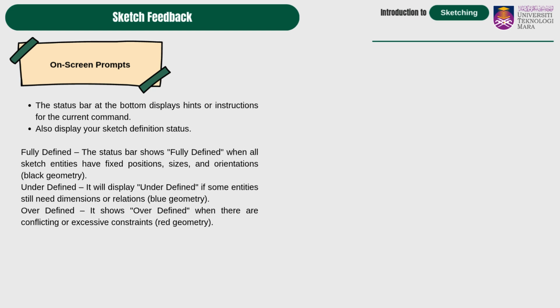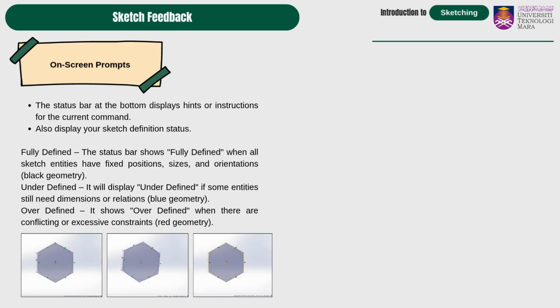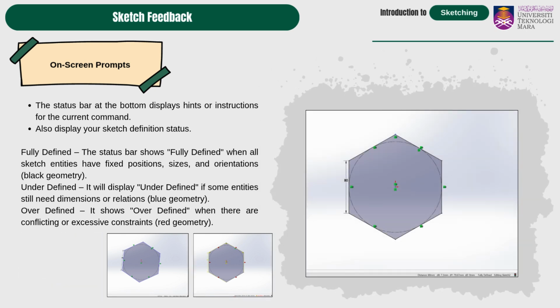In SolidWorks, the status bar at the bottom of your screen is more useful than you might think. It continuously gives you hints or instructions for the command you're currently using, so you're never left guessing about the next step. More importantly, it also shows your sketch definition status in real time. For example, if all your sketch entities are fully constrained with fixed positions, sizes, and orientations, the status bar will show fully defined, and all geometry will appear black.